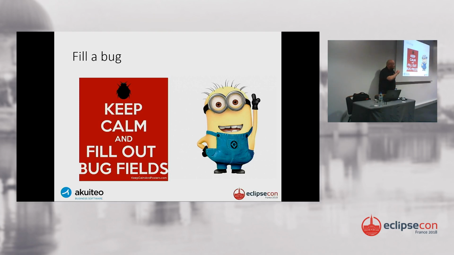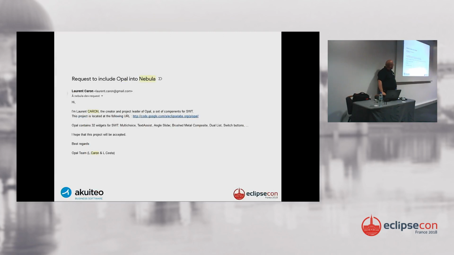So, that was the first step, file a bug, and then after I sent a little email to the Nebula mailing list, saying, okay, here I am, this is my project. At this time, it contained 32 widgets. It was almost, okay, many widgets. And I said, I hope that you will accept my proposal. It was accepted. First step done.